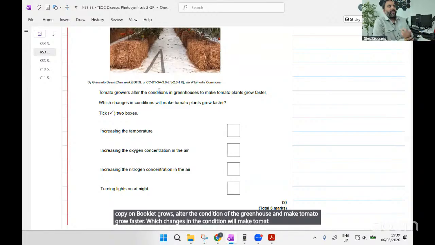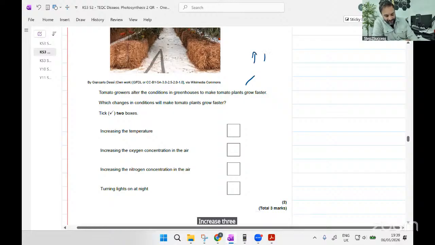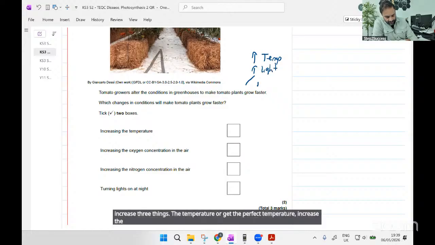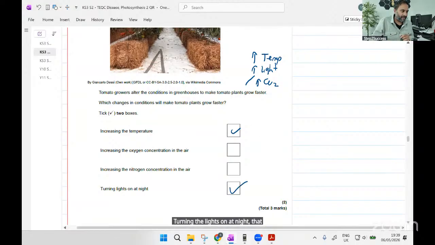So what you're trying to do for a plant to grow as fast as possible, you want to increase three things: the temperature, or get the perfect temperature, increase the amount of light, and increase the amount of carbon dioxide. There are three factors that affect the rate of photosynthesis. So temperature is an answer. And turning the lights on at night, that increases the light. That should be the two answers for that question.